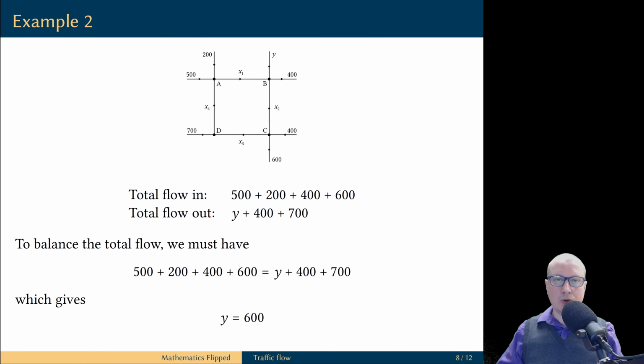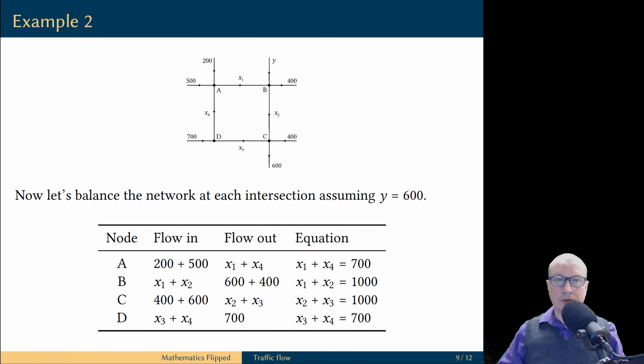To balance the network, the total flow in must equal the total flow out, and by setting up an equation for y and solving it, we see that we need to set up the traffic light at node B in such a way that the rate of flow to the north of B is equal to 600. Now that we balanced the total flow in the network, we are going to assume that y is equal to 600. Let's look at each individual node at every intersection.